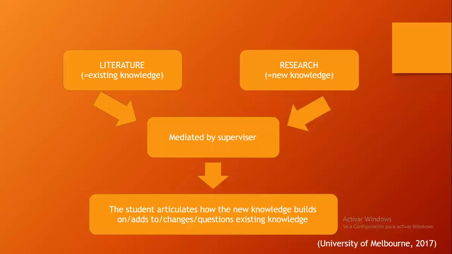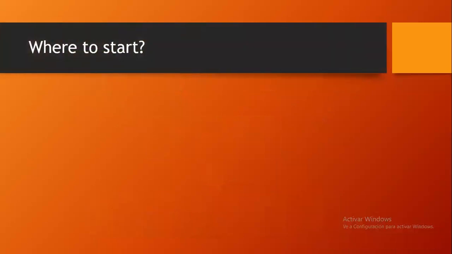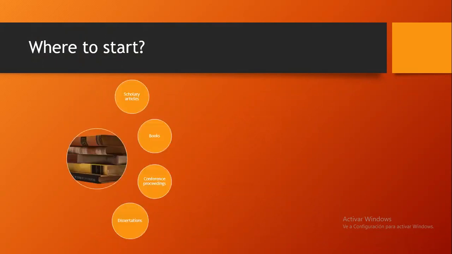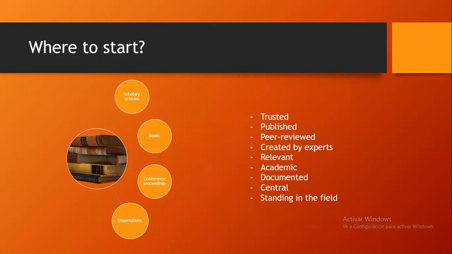Literature review starts by reading. You need to evaluate the literature that you read. It is necessary that you include only trusted, peer-reviewed sources like scholarly articles, books, as well as conference proceedings and dissertations. Pay attention if they are created by experts, if they are relevant to your research and bring important contribution to the field of study. Generally, journal articles are preferred because the journals are published more frequently than books. Thus, they usually contain the newest research, as well as they are trusted, peer-reviewed, published, and academic.